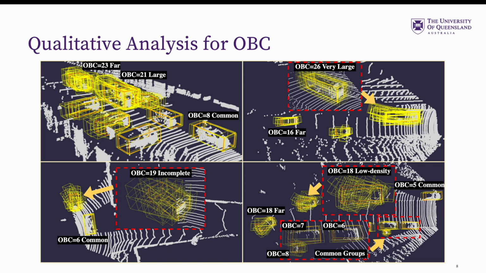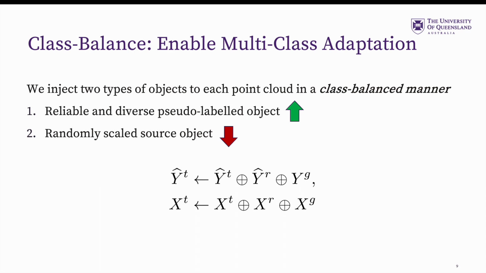Here are some visualizations of objects with corresponding OBC values. We can observe that large, incomplete, and low-density objects produce large OBC values, while common objects usually have small OBC values. To achieve multi-class adaptation, we inject two types of objects into each target point cloud in a class-balanced manner. One type is reliable and diverse pseudo-labeled objects obtained through the previous CDE and OBC-based downsampling, while the other consists of randomly scaled source objects. During self-training, we gradually increase the number of reliable and diverse pseudo-labels while decreasing the source labels to ensure a smooth model adaptation to the target point cloud.